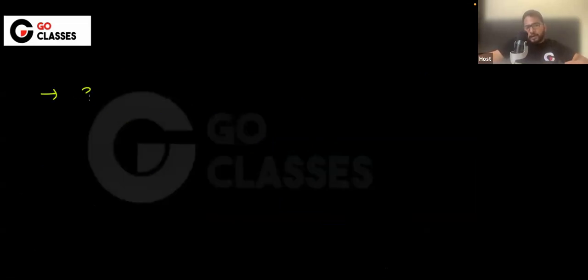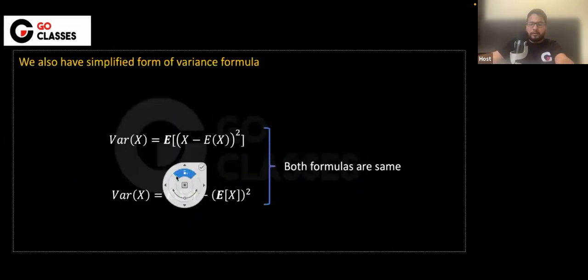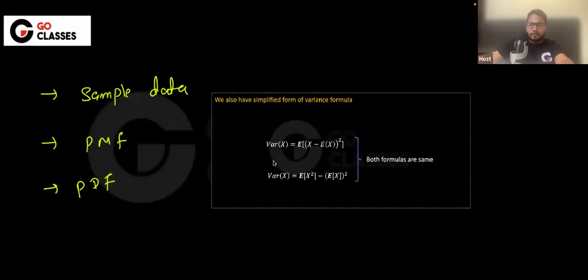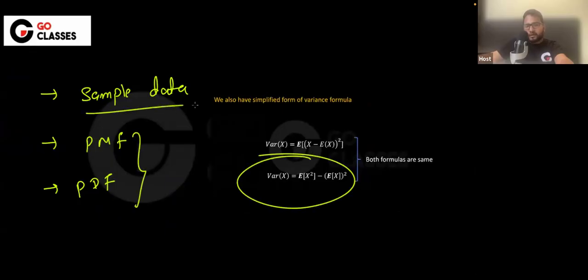If sample data is given, no probability, right? If let's suppose the PMF is given, if the PDF is given, can you find the variance using this formula? I think yes, right? I hope that is fine to all of you. You can use this formula in these two cases, and to find the variance from the sample data, you can just use the naive approach.